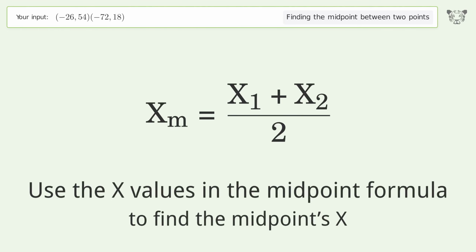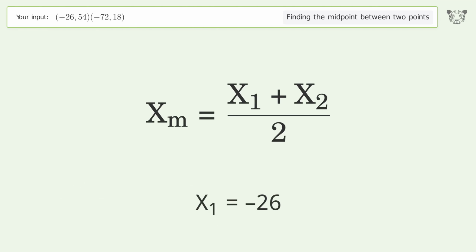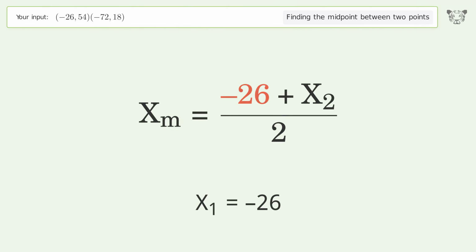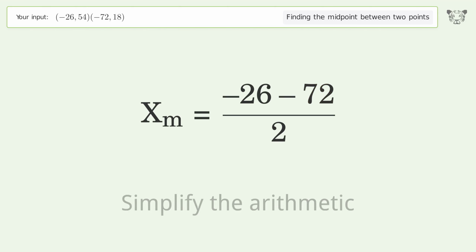Use the x values in the midpoint formula to find the midpoint's x. x1 equals negative 26. x2 equals negative 72. Simplify the arithmetic.